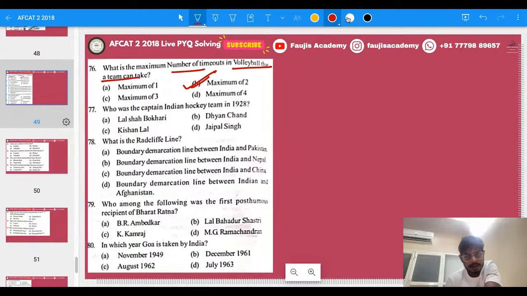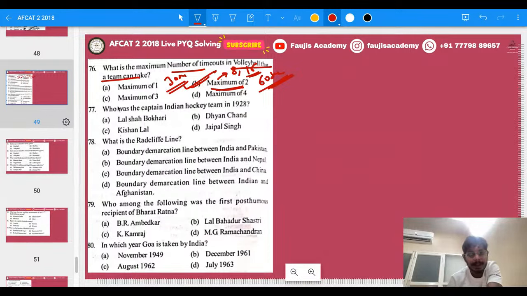Internationally, this time is 60 seconds, and for all other formats it's somewhere around 30 seconds. In each game, the number of timeouts that can be taken in volleyball is 2 maximum. One when they reach 8, another when the leading team reaches these two particular numbers. If you don't know a GK/GS question, don't attempt it, leave it.